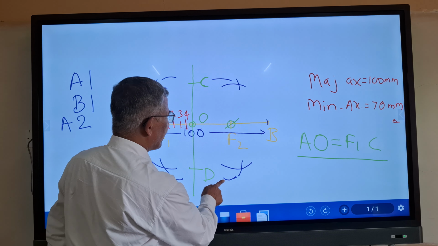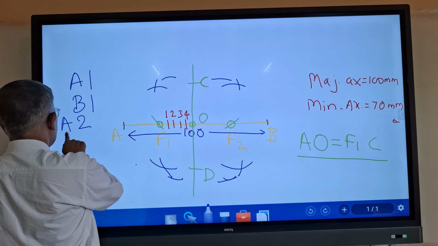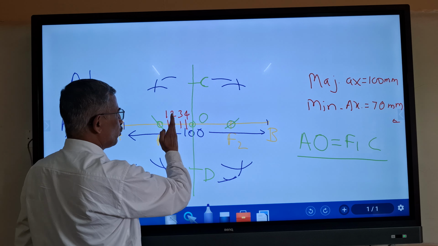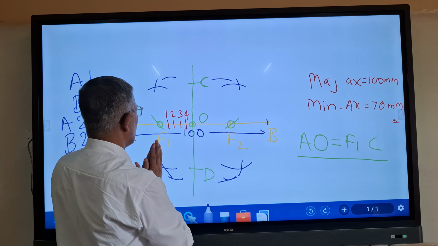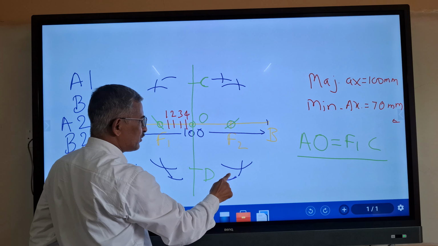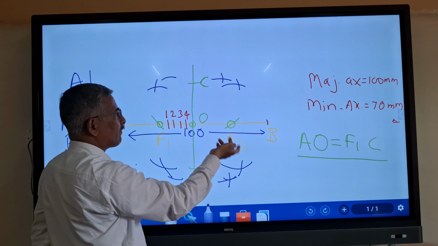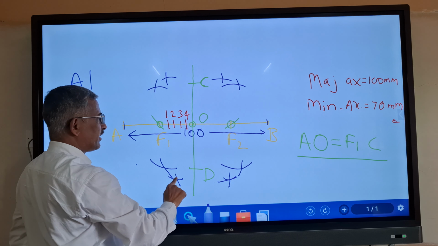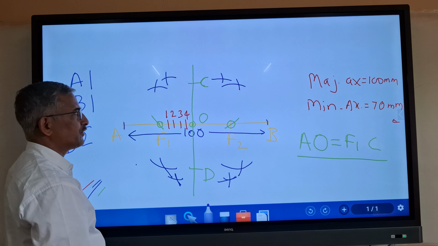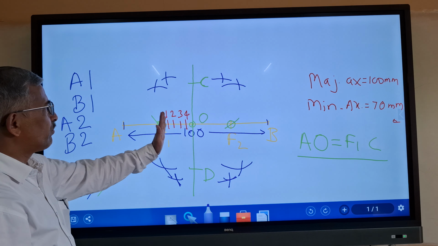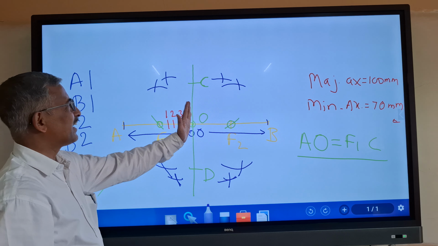In the same way take B2 distance in your compass. B is here, 2 is here, B2 distance in your compass from F1. Cut the arc at the right side, which you just drew. From F2 cut the arc at the left side. F2 as the center, cut the arc at the left side. You have to repeat the same procedure for further points 3 as well as 4.